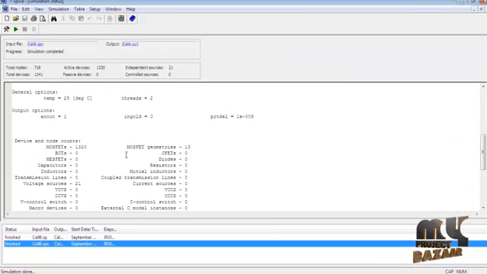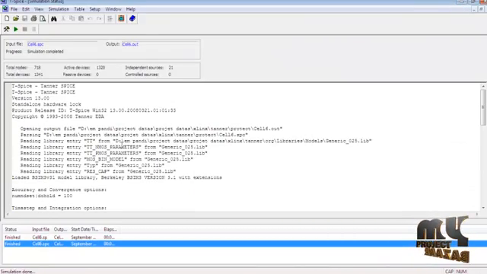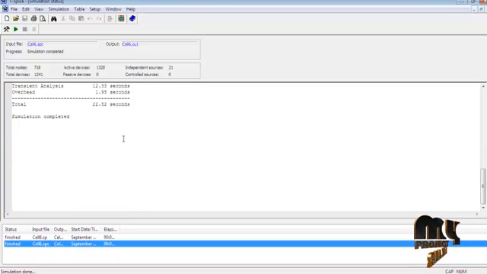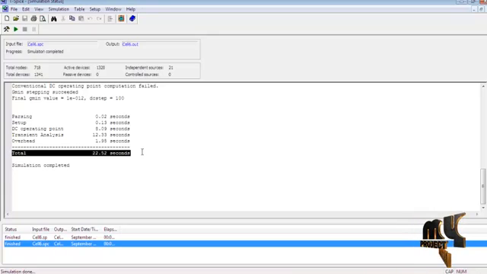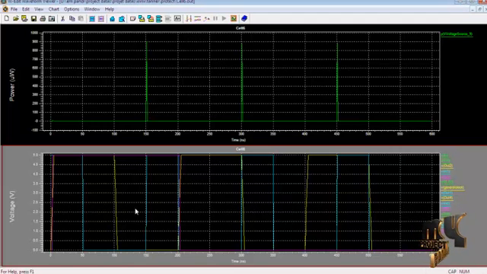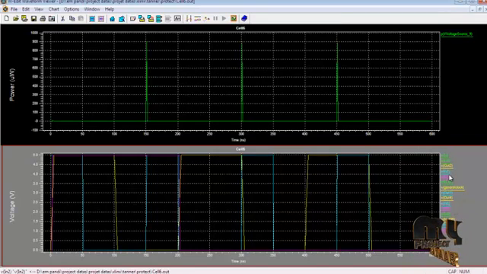The first one is the timing window. This is a time summary, showing how much time is taken to simulate the architecture. This is our recorded time, that is 22.52 seconds. And the next one is the output window. In the output window, these are the input voltage levels and the corresponding output voltage levels. This is the output power.